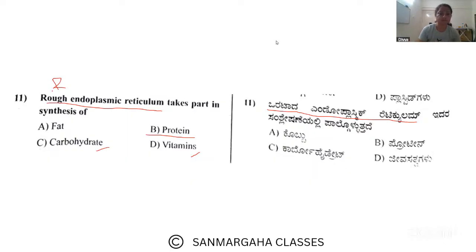But rough endoplasmic reticulum takes part in the synthesis of proteins. So protein synthesis is what rough endoplasmic reticulum takes part in. So our answer is option B.